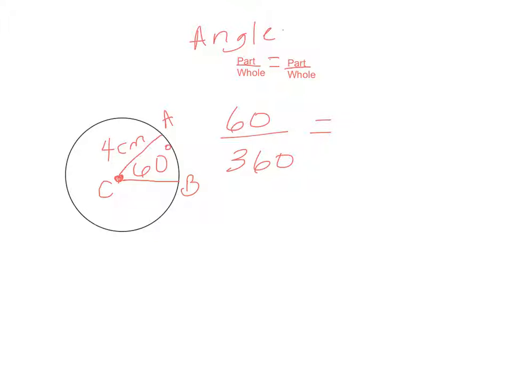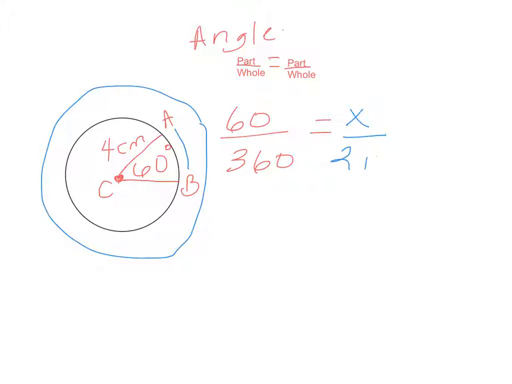Now, as far as the part that we don't know, we were looking for the measure of the arc AB from here to here, and that's okay. So we don't know that part, so we call it x. But we do know how to find the whole distance all the way around the circle. The whole distance all the way around the circle is 2 pi, and our radius in this case is 4.